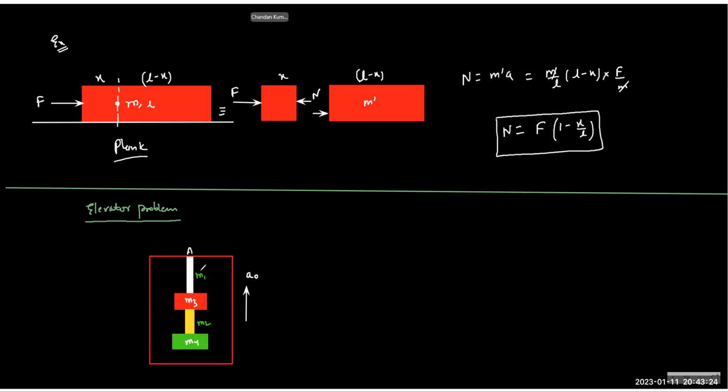Then I tell you some point A, then this junction is B, this junction is C, and this is D. Your question is, find tension at A, B, C, D. So is the question clear? I hope the question is clear to all of you. Tell me guys, is this clear or not? Yes, sir. Okay, solve it.